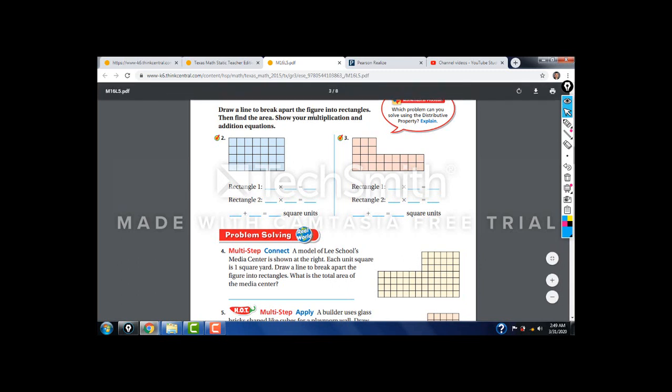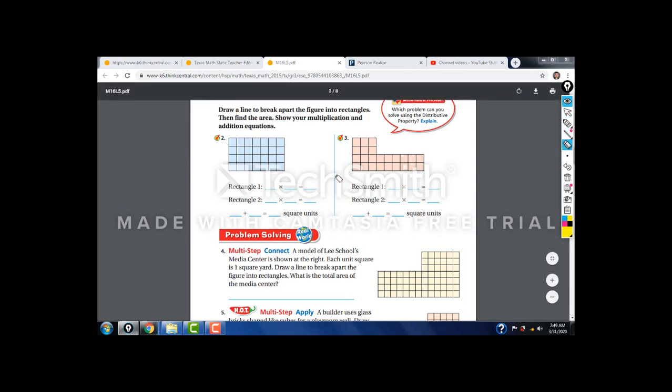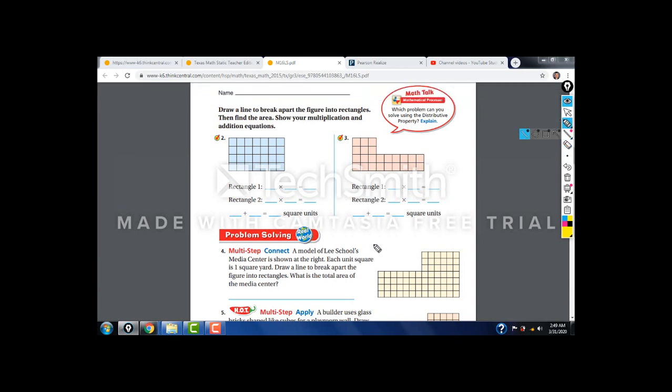Okay, draw a line to break apart the figure into rectangles. Then find the area. Show your multiplication and addition equation. So we do this one right here. Again, yours when you break it apart will be different, but so long as you do the same, you should come up with the same total area in square units because it's not changing. I'm sorry. So this one, I'll call this one 1. I'll call this one 2.